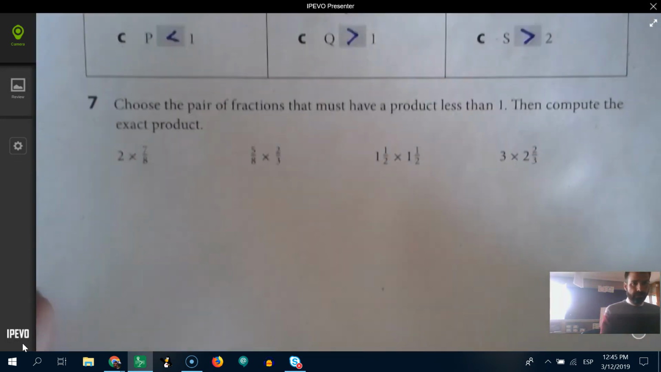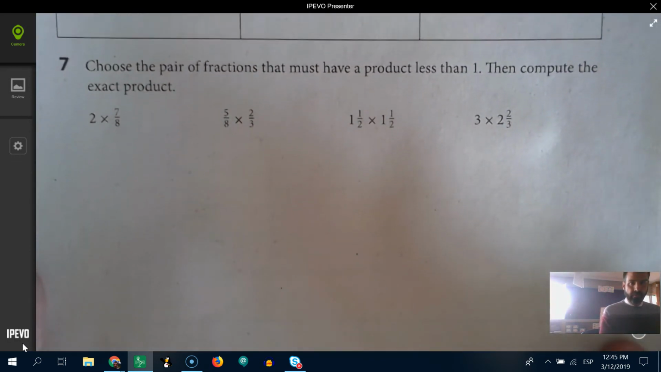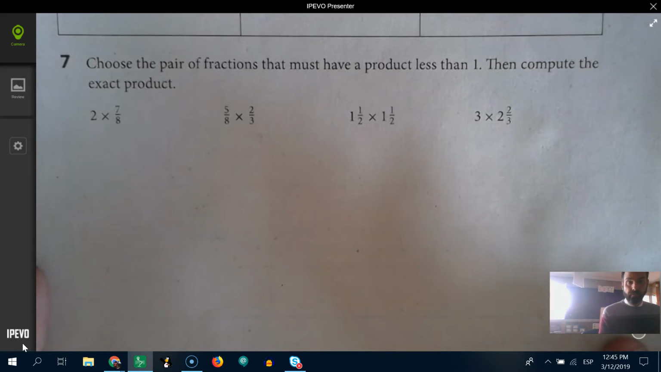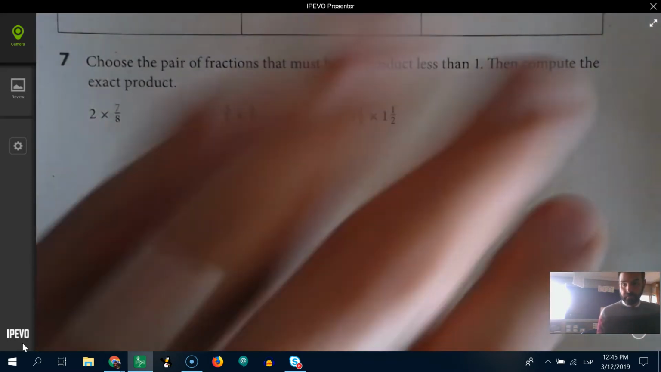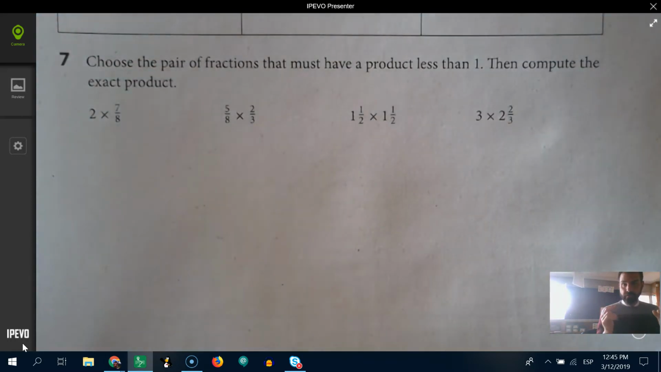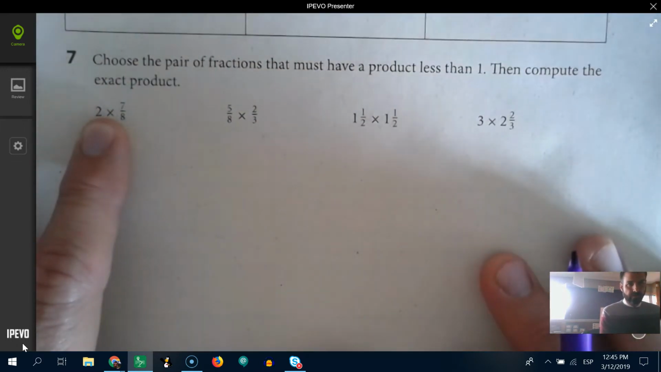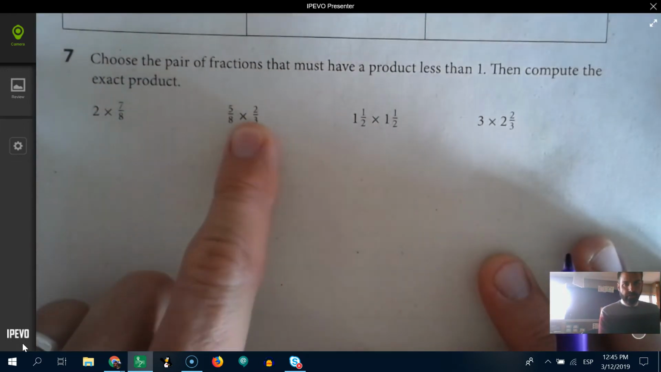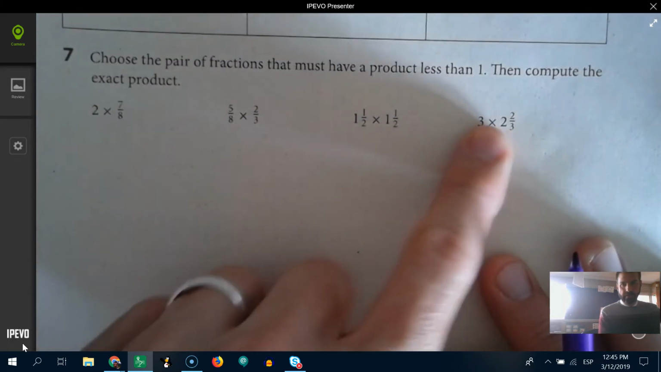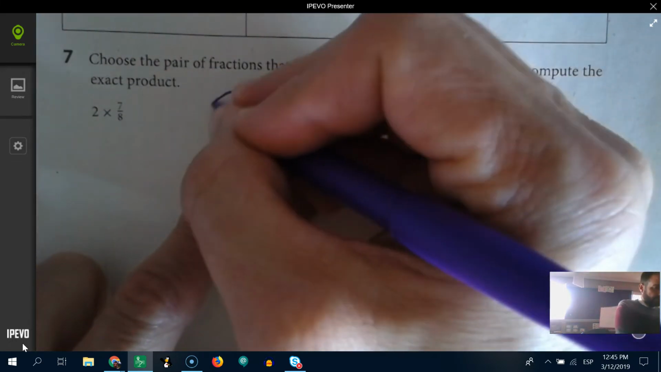All right, let's look at this problem. Choose the pair of fractions that must have a product less than 1, then compute the exact product. I'm going to think about this first before I even look at it. In order for the product to be guaranteed less than 1, I have to have two fractions that are less than 1. These are two fractions less than 1.